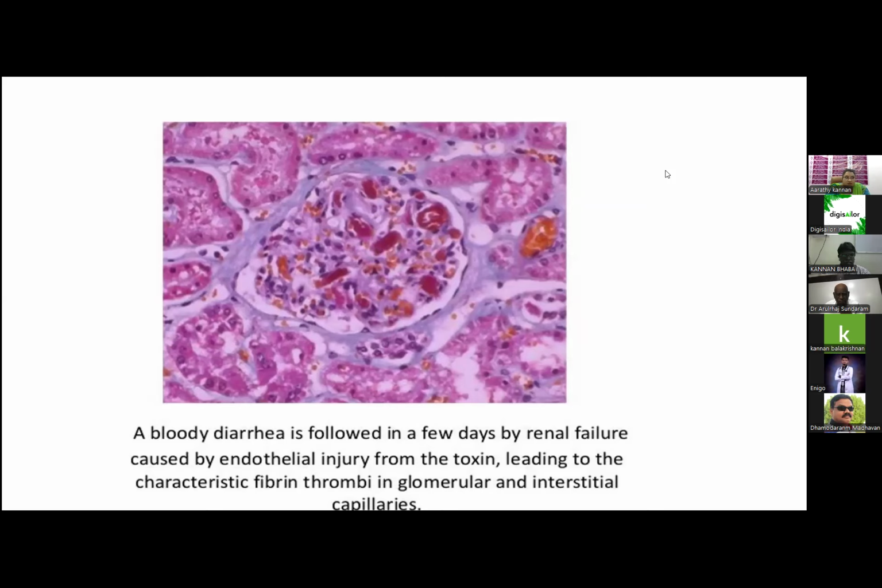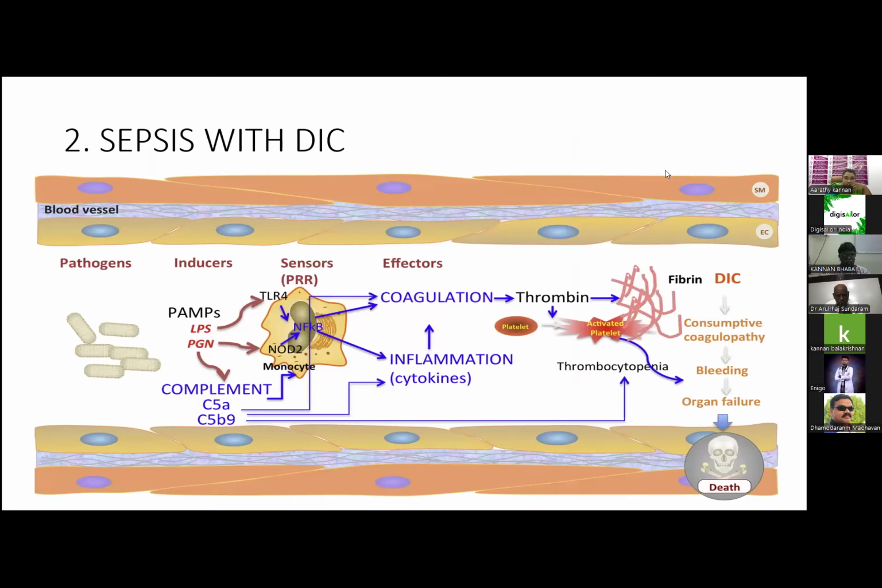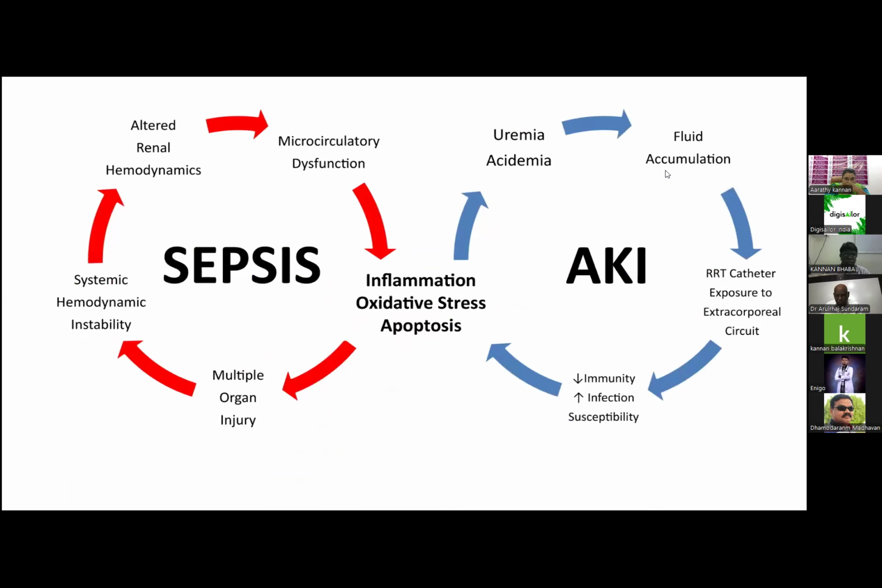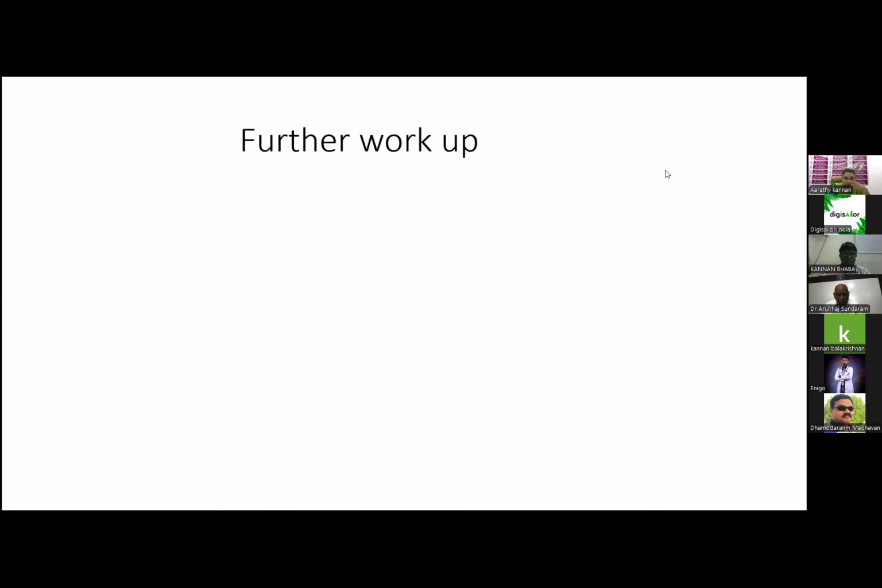There will be fluffy fibrin material in the endothelium as well as in the glomeruli and the interstitial capillaries. There is a particular pathogenesis. Next slide. And we suspect that sometimes sepsis can present with this following a diarrheal gram-negative bacterial infection. The patient may present with DIC, thrombocytopenia. Sometimes the patient may present with dialysis-requiring renal failure. We suspected these two conditions at this point of time. Next slide, please.